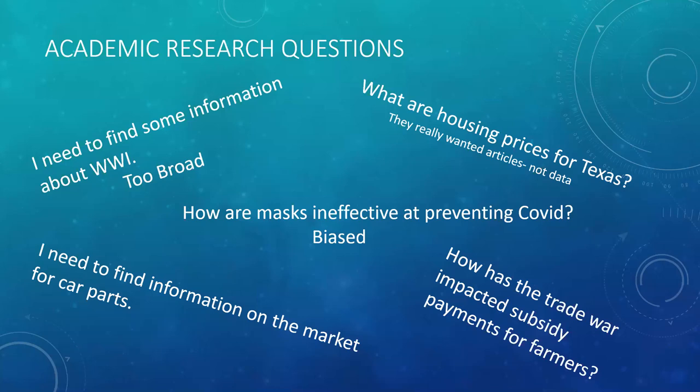I need to find information on the market for car parts is vague. The part of it that's vague is the word market, because market could mean that you're looking for consumer information. It could mean that you're looking for a list of competitors and you want to know who owns the most market share. It could mean several different things. And so it's a little bit vague as to exactly what you might be looking for.